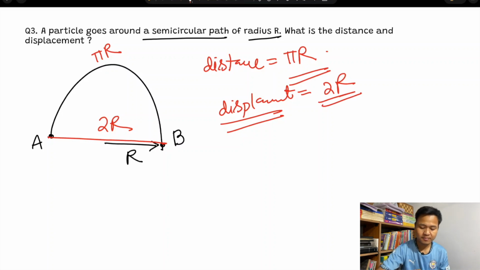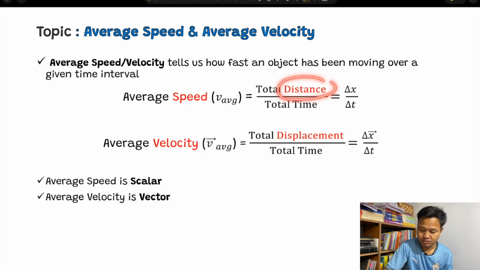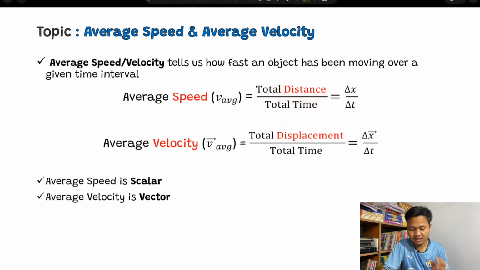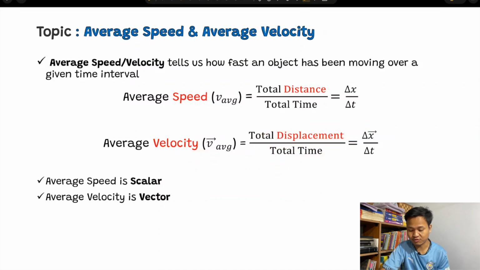Okay, so next we have average speed and average velocity. Theory, okay, it is not that required to study many theories. Average speed formula is total distance by total time. What is average velocity? Total displacement by total time. Okay, so just keep in mind those two formulas.